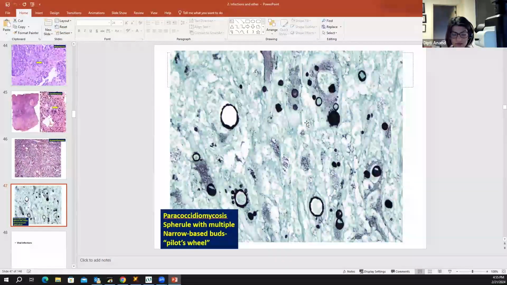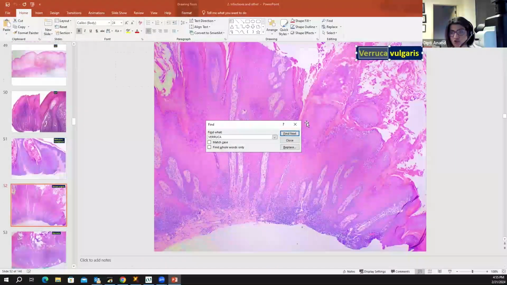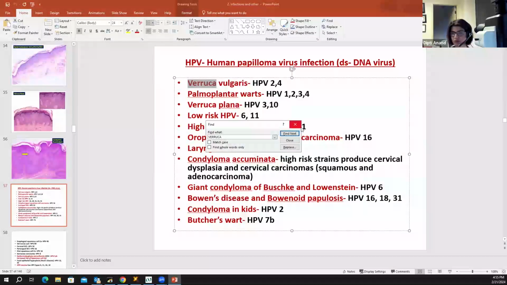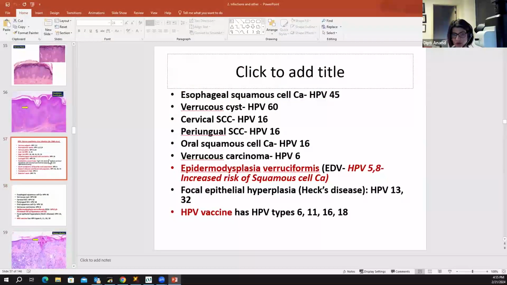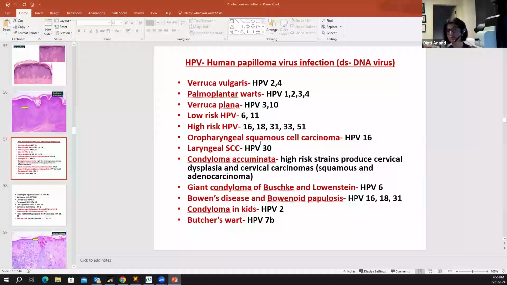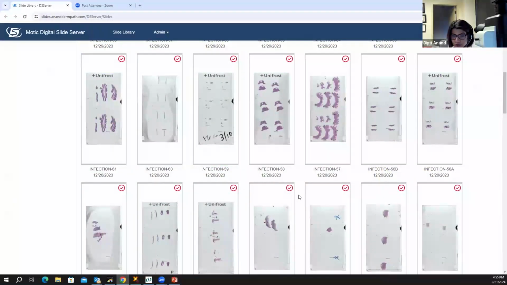Again, in the shared PowerPoint, you should know about the HPV infections in all the different kinds of warts and the ones associated with high-risk malignancies. So the high-risk HPV, we'll talk about that. But the HPV type should be very well known, if you guys don't already know it, which I'm pretty sure you do.